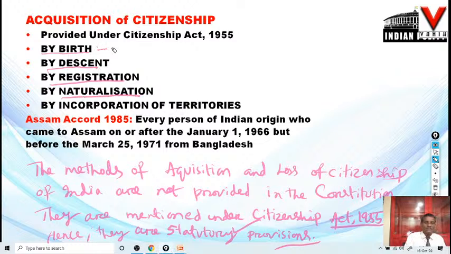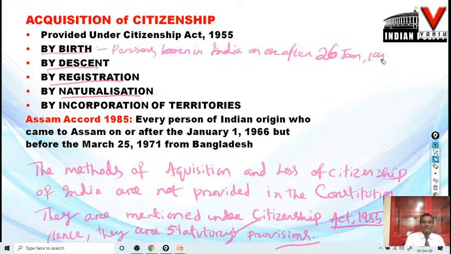Okay, so by birth means persons born in India on or after 26th January 1950 will be a citizen of India. But there are two conditions: either of his parents should be an Indian and the other parent should not be an illegal migrant. An illegal migrant is a person who comes to India without a valid visa or who stays in India over the visa period.